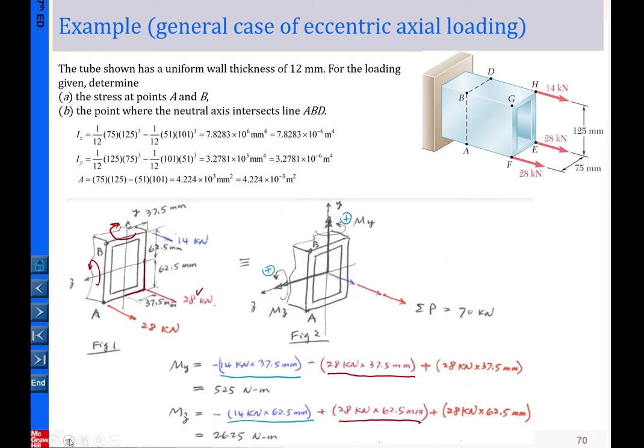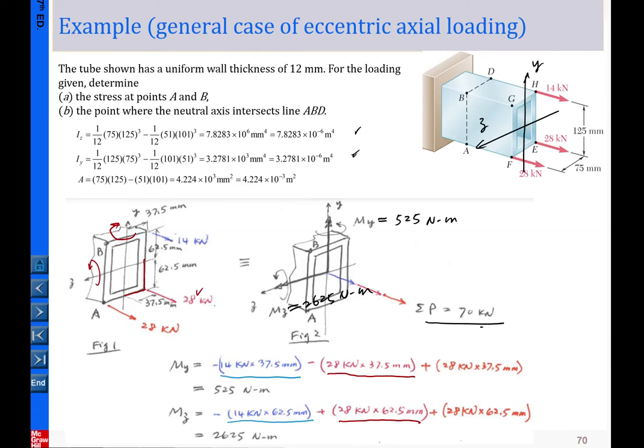In total, what we have obtained is My in terms of the magnitude equal to 525 newton meters, and Mz here is 2625 newton meters. We have this information in place, and the total axial loading is 70. Besides this, we also need to calculate the moment of inertia with respect to the symmetric line. This is the y axis, and this is our z axis. So we need to determine the moment of inertia with respect to y and z.